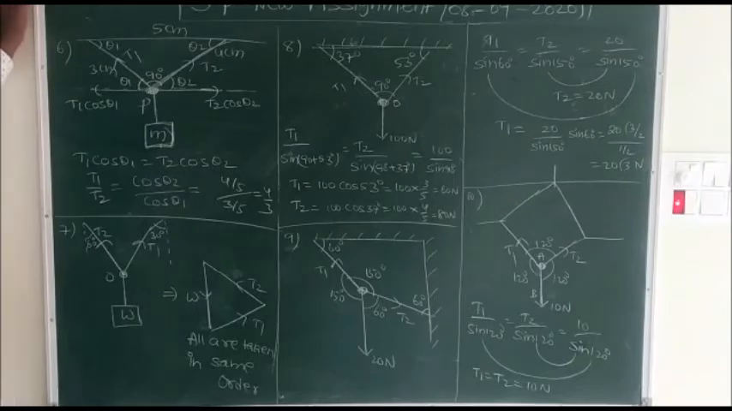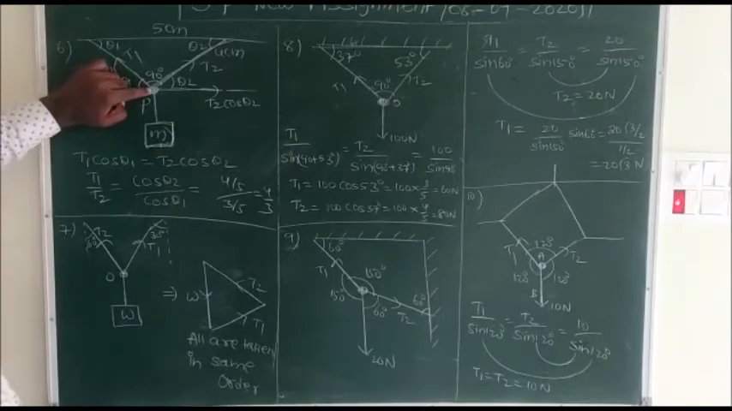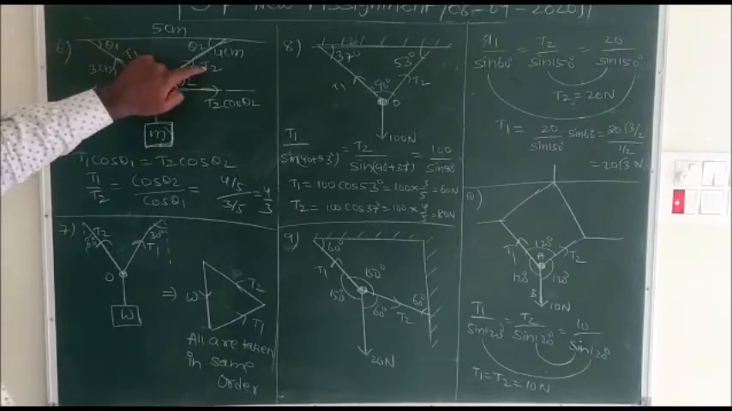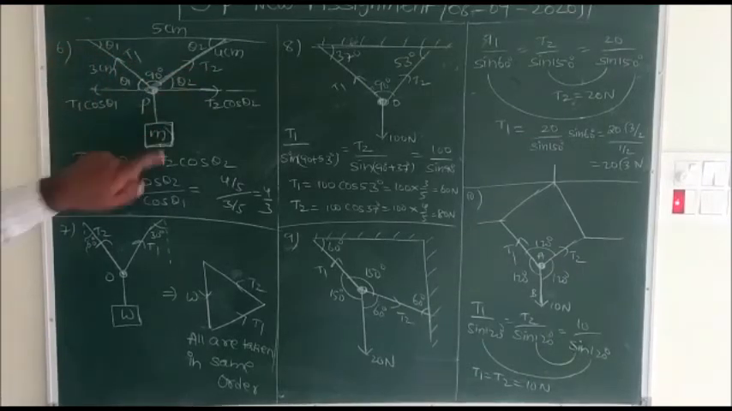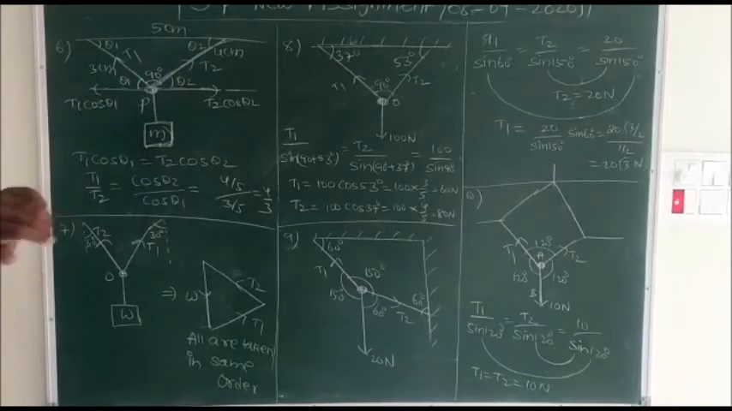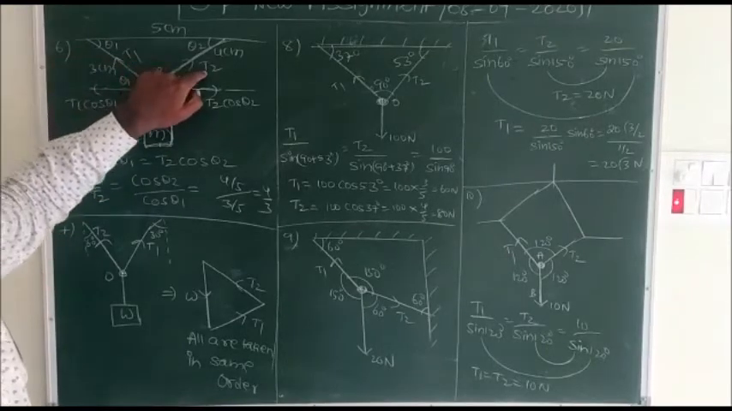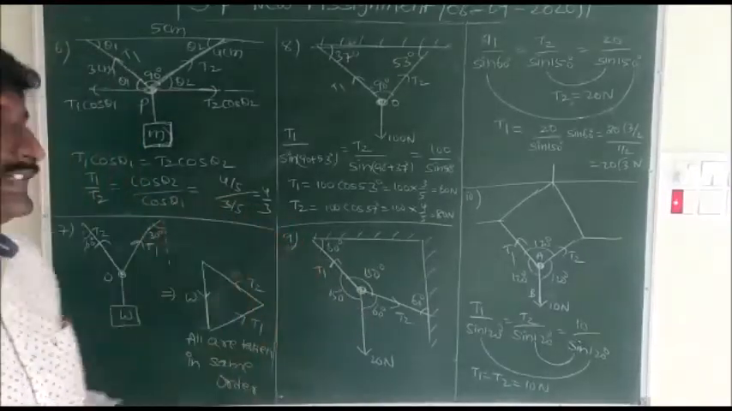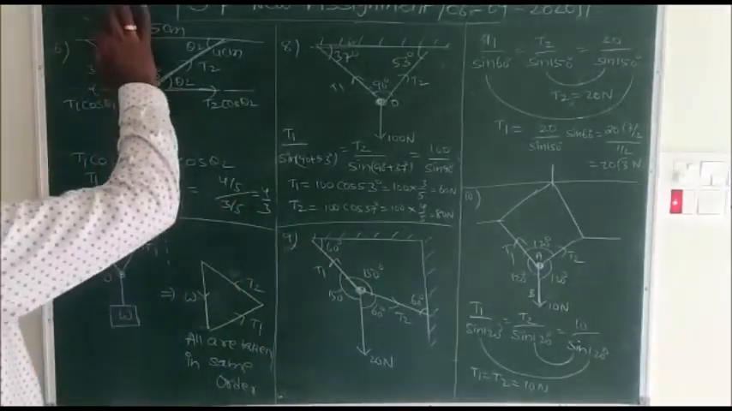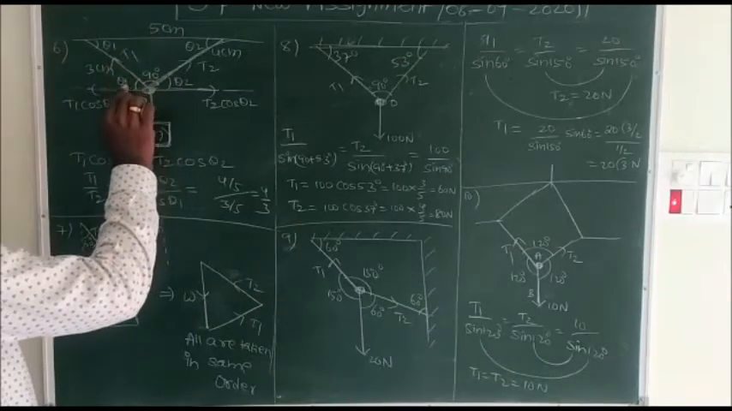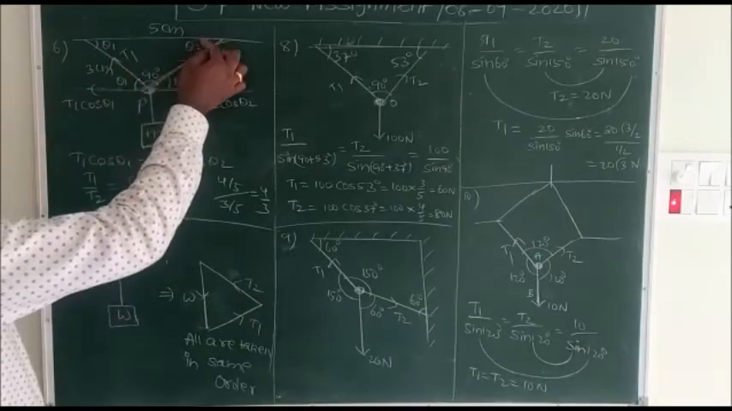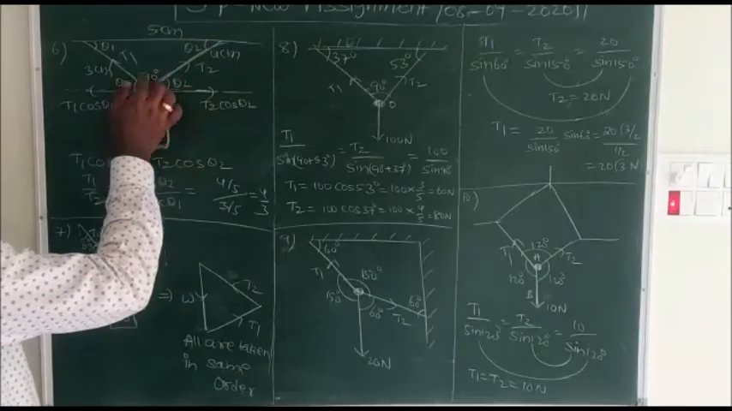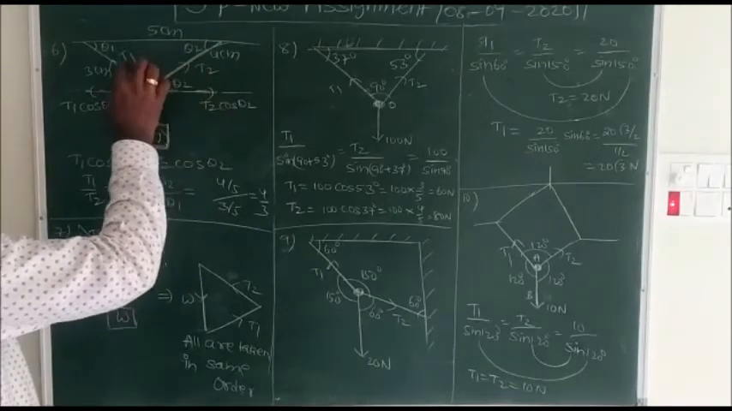Coming to the sixth problem. A point P is in equilibrium under the action of three coplanar forces T1, T2 and the weight of this block. Then calculate the ratio of tensions T1 and T2. This problem can be solved according to Lami's theorem or simply according to resolution of vectors also. Here this corner angle is assumed as theta 1, this becomes also theta 1. This is assumed as theta 2, this becomes equal to theta 2.